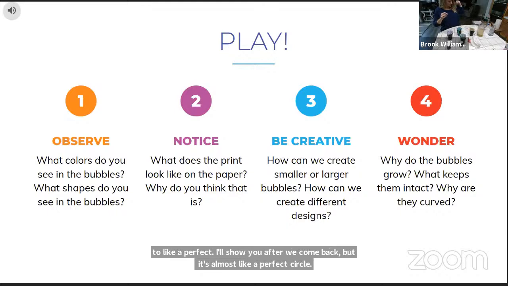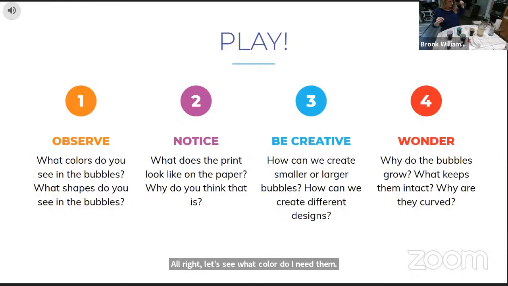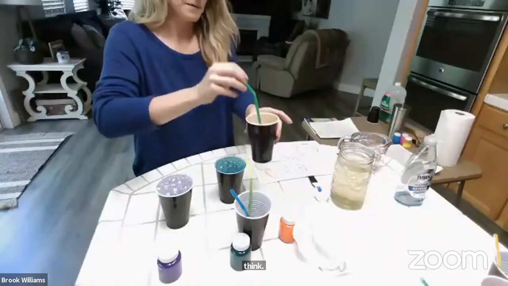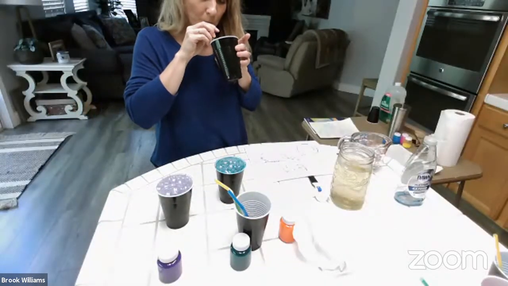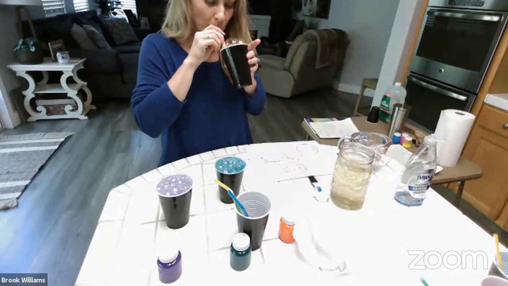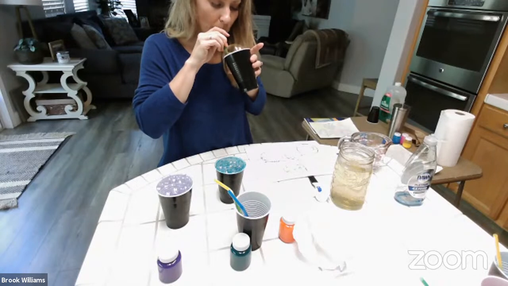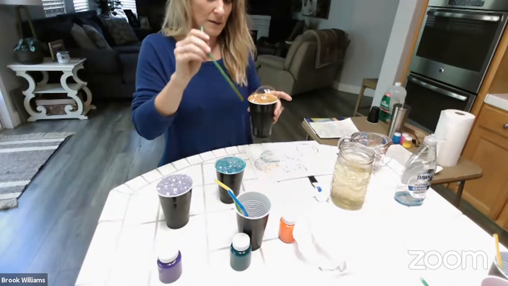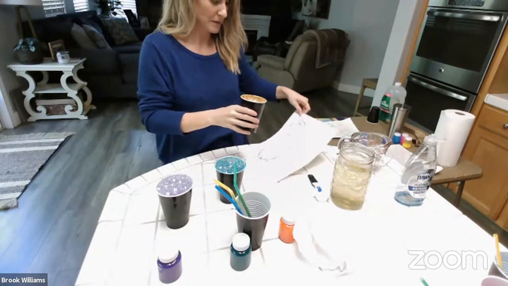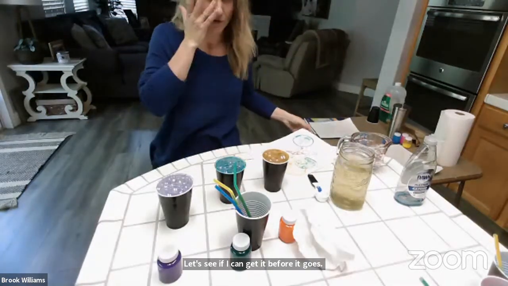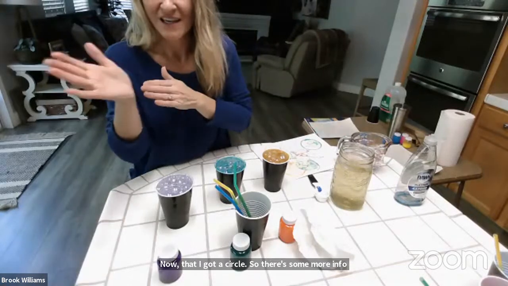All right, let's see, what color do I need now? I think I want orange over here. Let's see if I can get it before it goes. Nope, but I got a circle. So there's some orange over there. Okay.